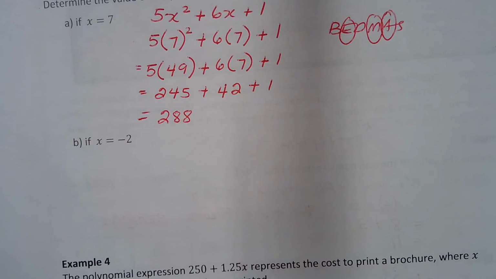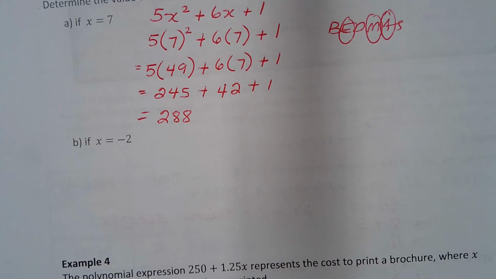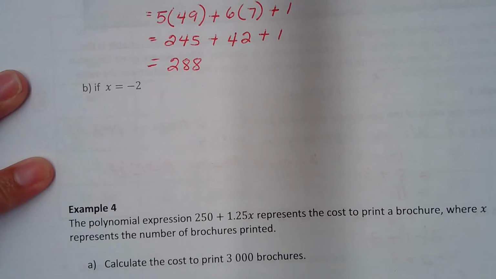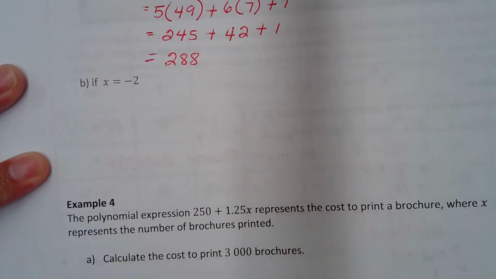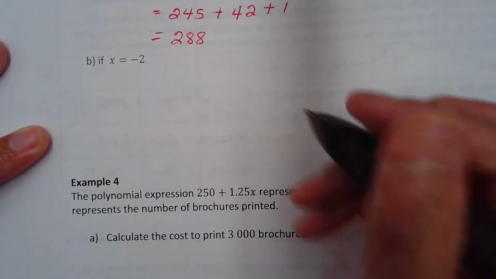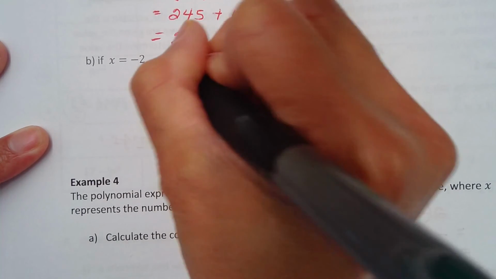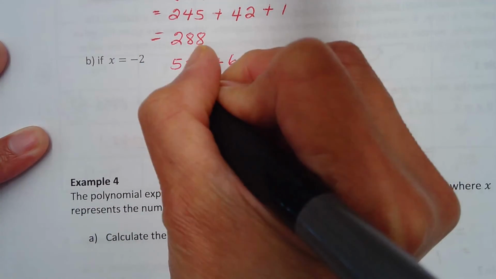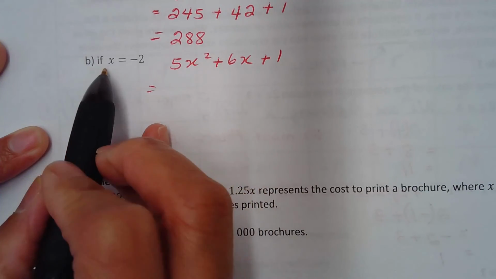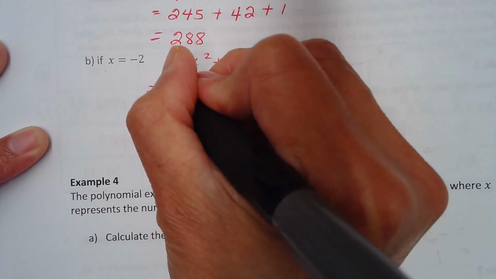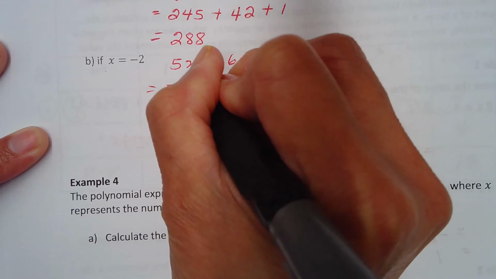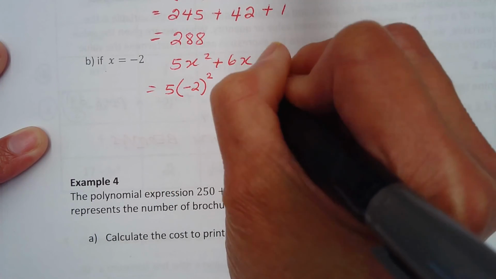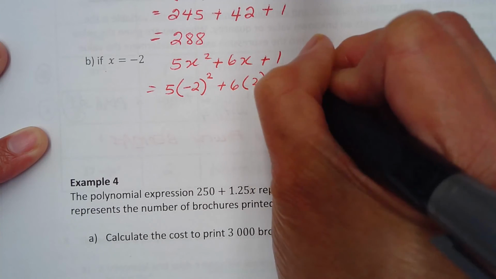Okay, let's finish up. Do we have enough time for example 2? Yeah, okay. And then we'll do this one tomorrow. So go ahead and let's do that. 5x squared plus 6x plus 1. We're going to replace x by negative 2. So 5 times negative 2 squared plus 6 times negative 2 plus 1.